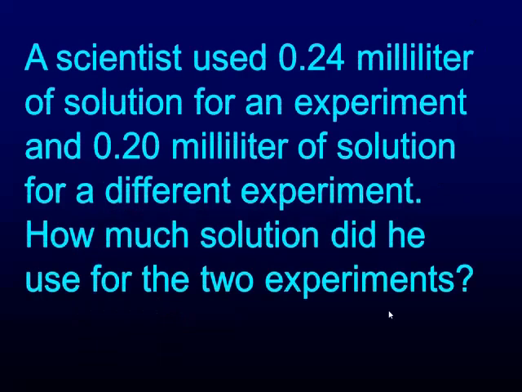Okay, let us solve this word problem. A scientist used 24 hundredths milliliter of solution for an experiment and 20 hundredths milliliter of solution for a different experiment. How much solution did he use for the two experiments? Now here we have to add the two amounts, or combine the two amounts of solutions, to solve this problem. Let us see. Now we will add the two amounts.